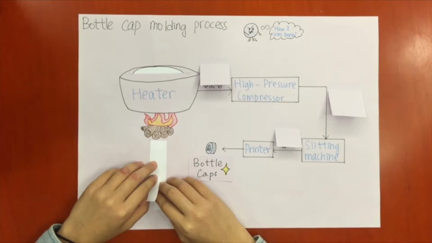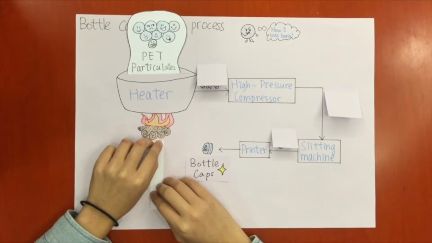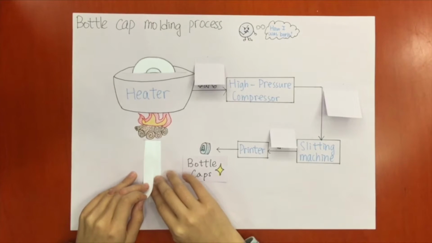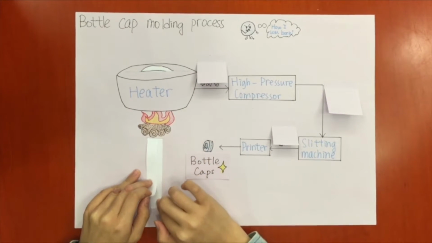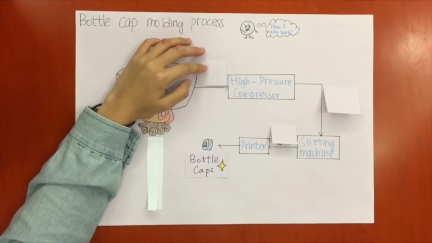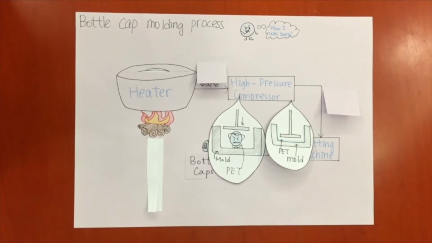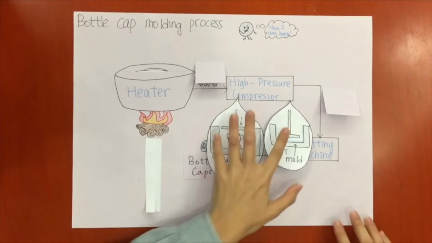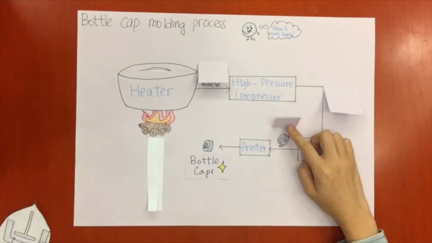In the bottle cup molding process, PET will be used as a raw material. It combines to form a bigger plastic ball. Using a high-pressure compressor, the ball becomes cap-shaped. The cap is then passed through a splitting machine to form the cap and the cap ring. Afterward, they enter the printing machine.